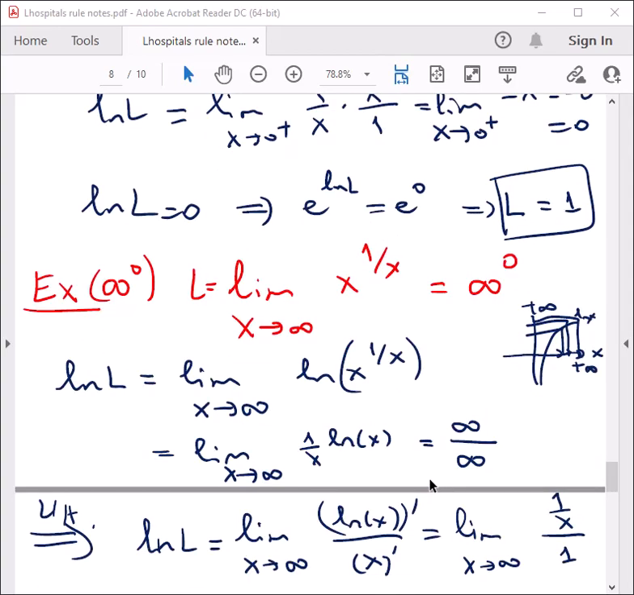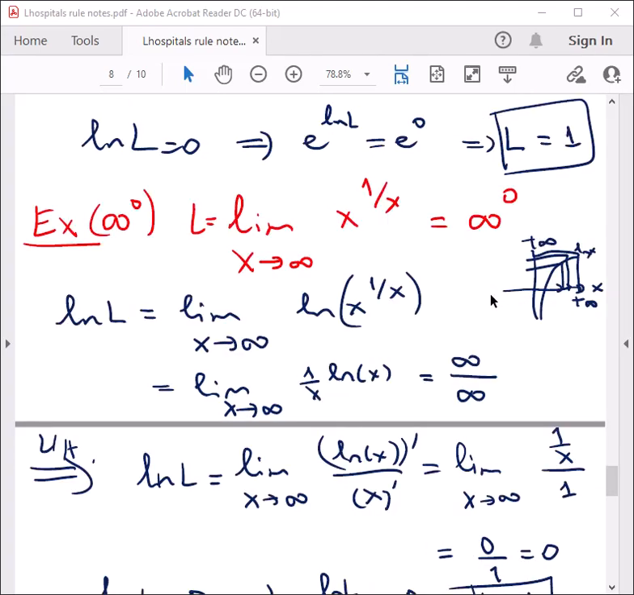Okay, this is another indeterminate form, which is infinity to the 0. Let's say we have the function x to the 1 over x when x goes to infinity. Then what's going to happen? X in the base will go to infinity, and 1 over x in the power will go to 0. Why? Because 1 over x gets smaller and smaller when x gets larger and larger. So we are going to have infinity to the power 0.